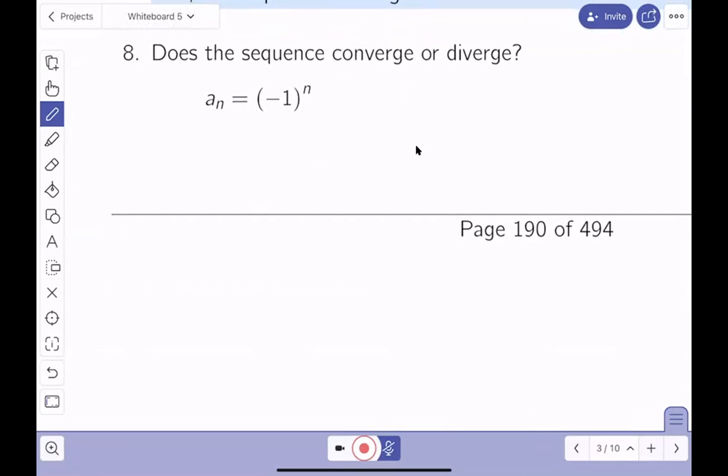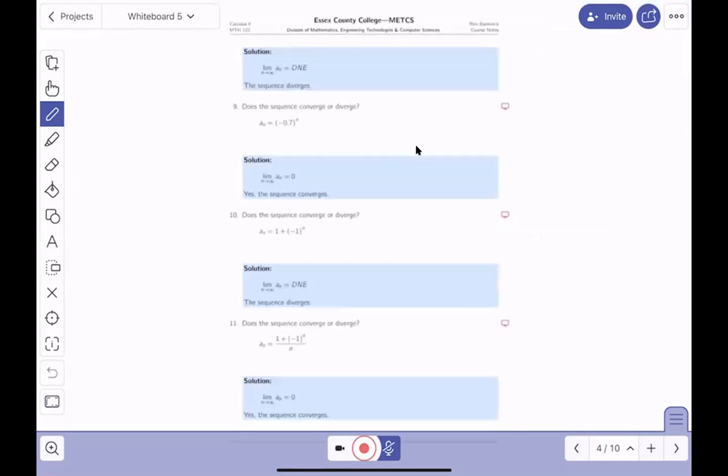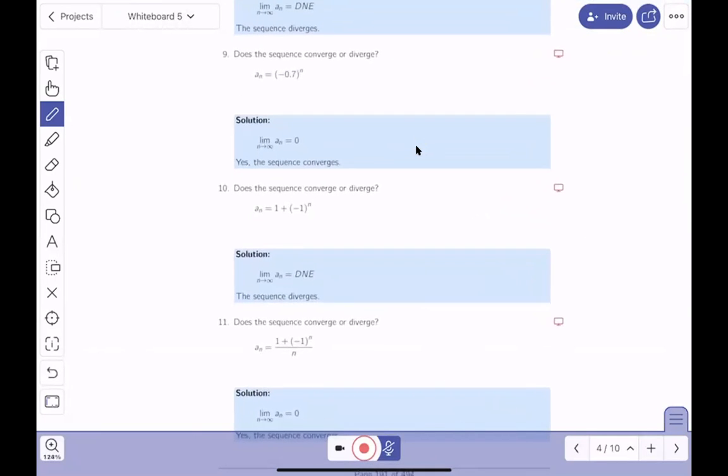But the limit as n goes to infinity of (-1)^n. Well, the problem with this thing is as you go to infinity, it bounces back and forth between plus or minus 1. So it's DNE. So the answer there is it diverges. All right, let's go to the next page. I'll have that answer down for you. So DNE, the sequence diverges.